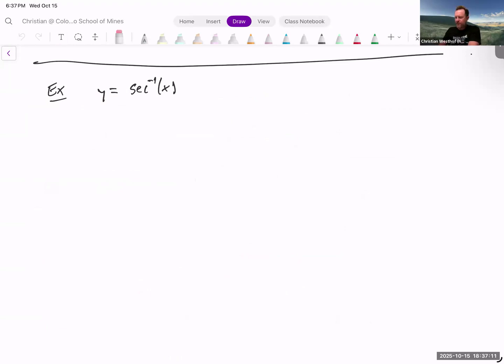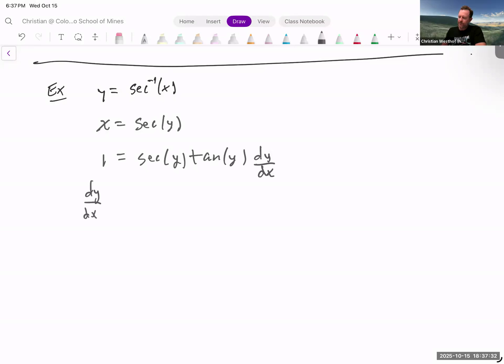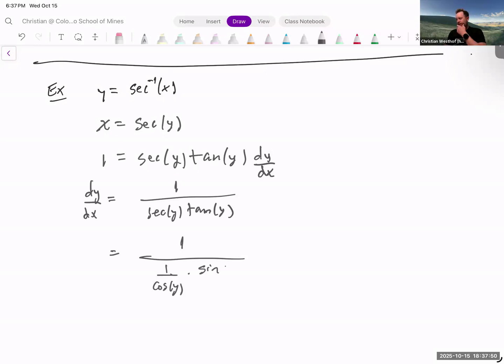The general way to do that is to write the equivalent equation x equals secant y and differentiate both sides by x. When you do, you get 1 equals secant y tangent y times the derivative of y by x. So the derivative of y by x is 1 over secant y tangent y. Then let's rewrite secant y as 1 over cosine y and tangent as sine y over cosine y.